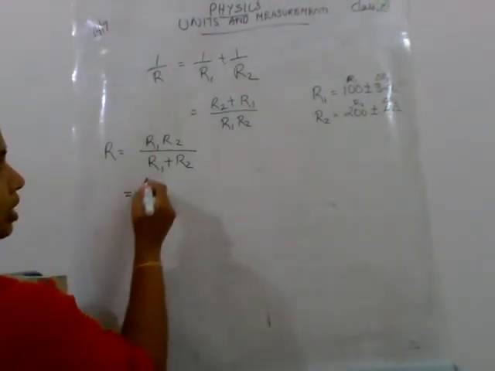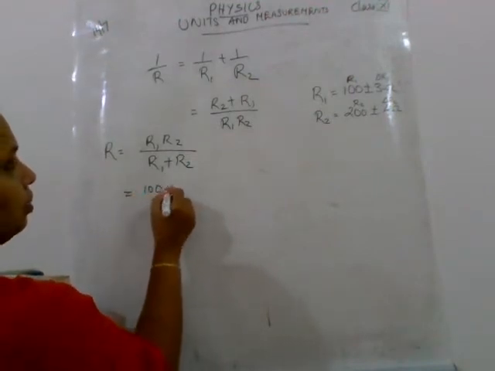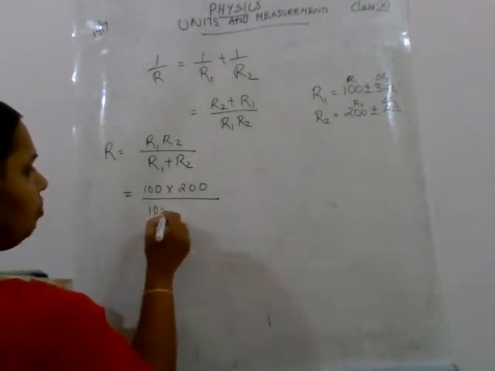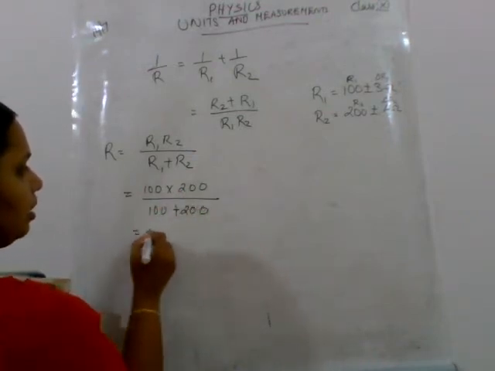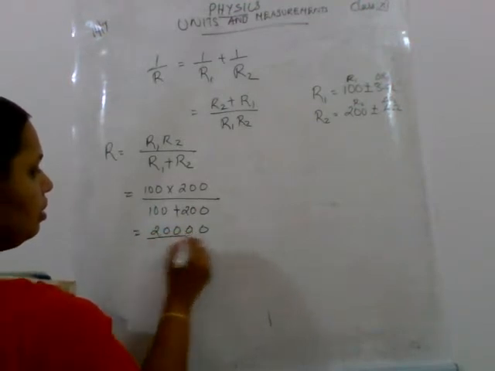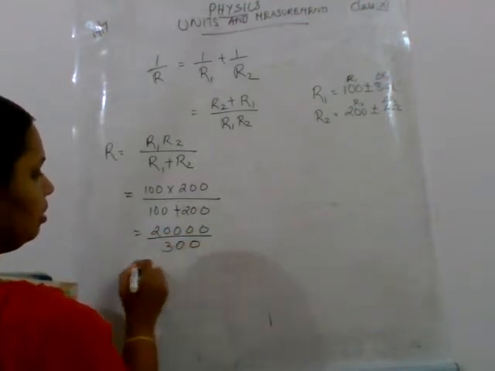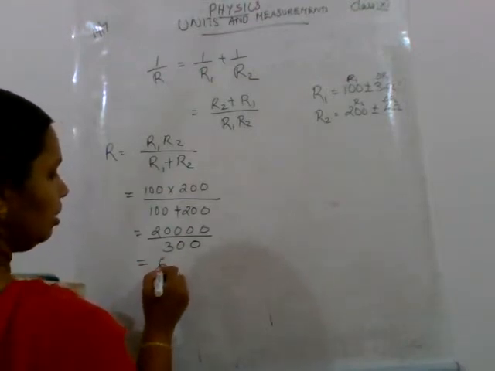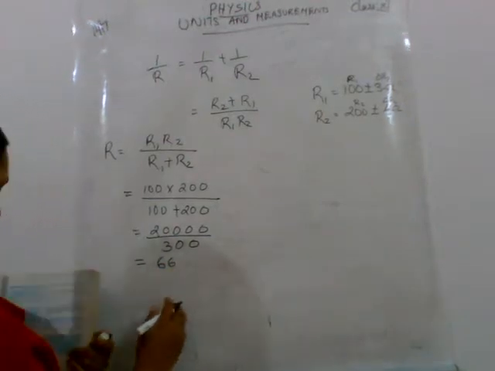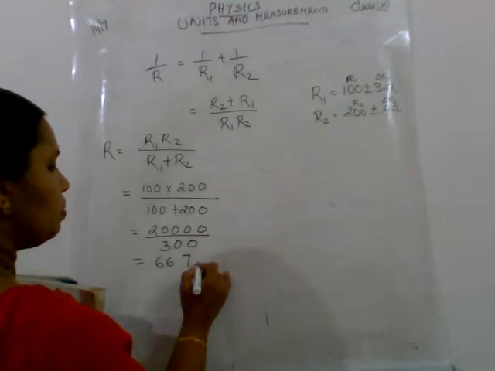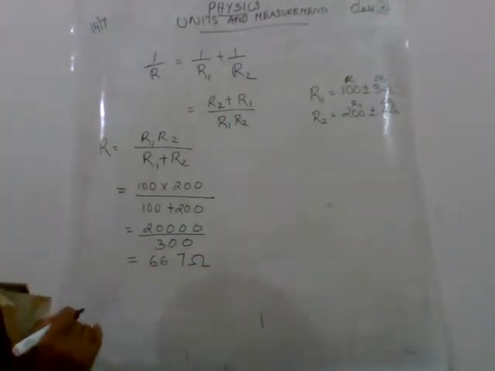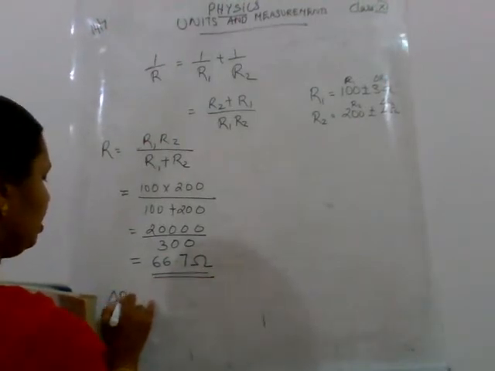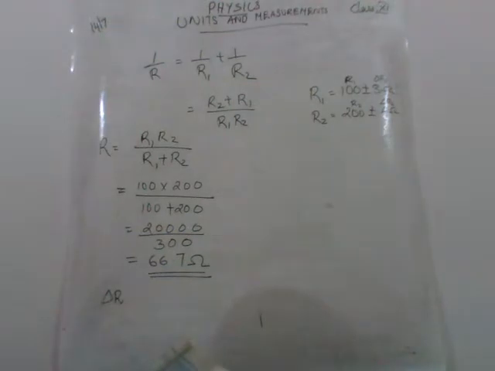So substitute into the equation, that is 100 into 200 divided by 100 plus 200. Isn't it? That is 200 by 3, that is 66.6, 66.7 ohm, that is R. Now we have to find out what is delta R.